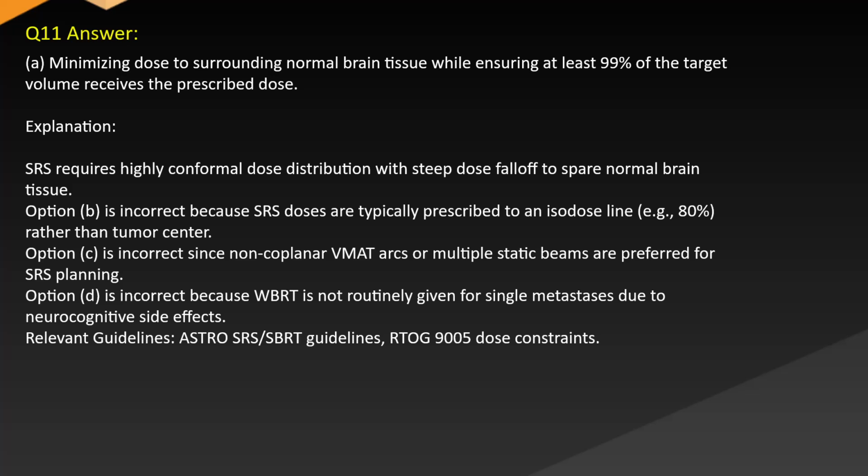Answer: A. Minimizing dose to surrounding normal brain tissue while ensuring at least 99% of the target volume receives the prescribed dose. Explanation: SRS requires highly conformal dose distribution with steep dose fall-off to spare normal brain tissue. Option B is incorrect because SRS doses are typically prescribed to an isodose line, e.g. 80%, rather than the tumor center. Option C is incorrect since non-coplanar VMAT arcs or multiple static beams are preferred for SRS planning. Option D is incorrect. WBRT is not routinely given for single metastases due to neurocognitive side effects. Relevant guidelines: ICRU guidelines, RTOG 9005 dose constraints.